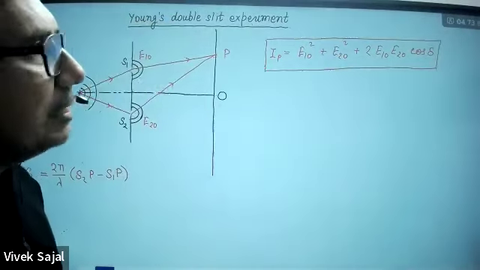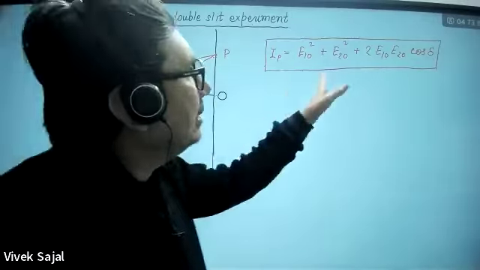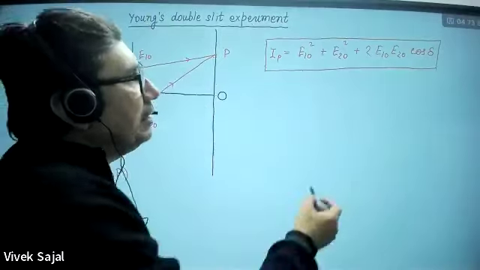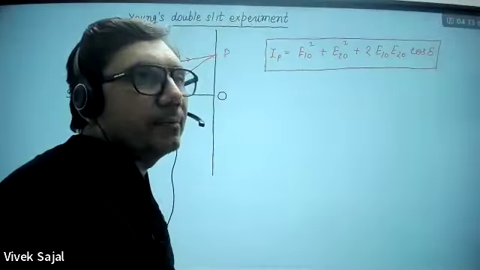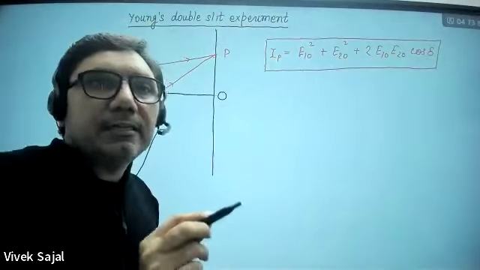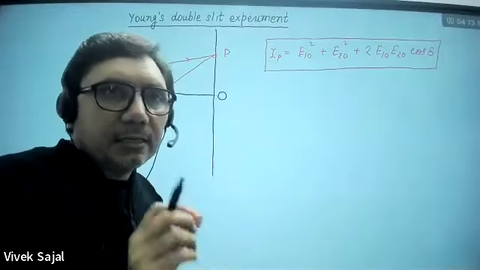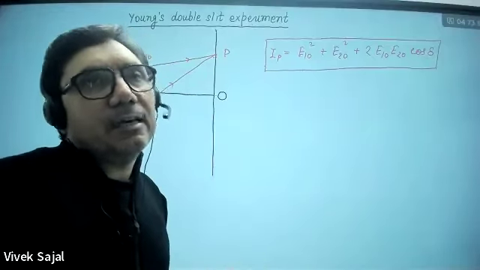Look at this formula. Can you tell me when this intensity will become maximum? Intensity will become maximum when this cos delta will be maximum. Because E10 and E20 are constants.